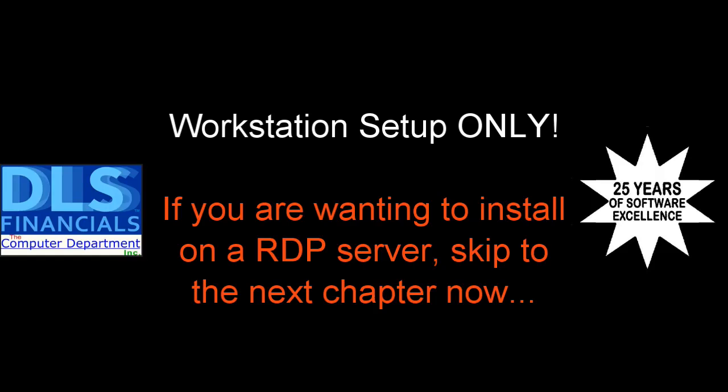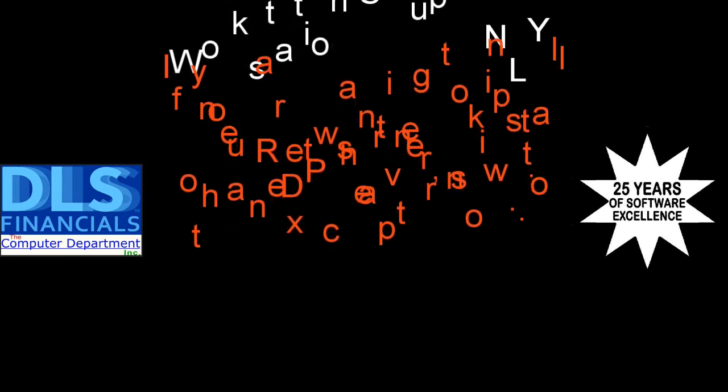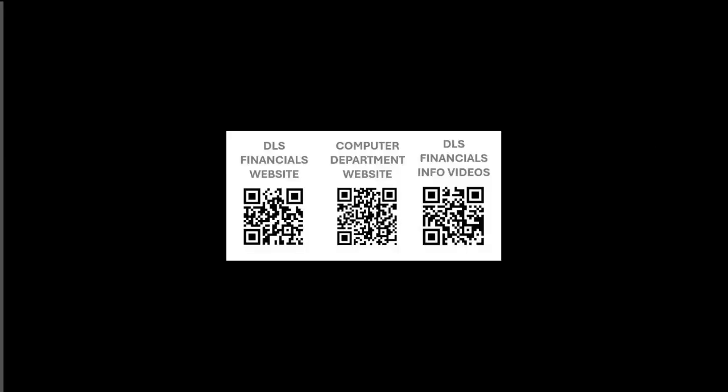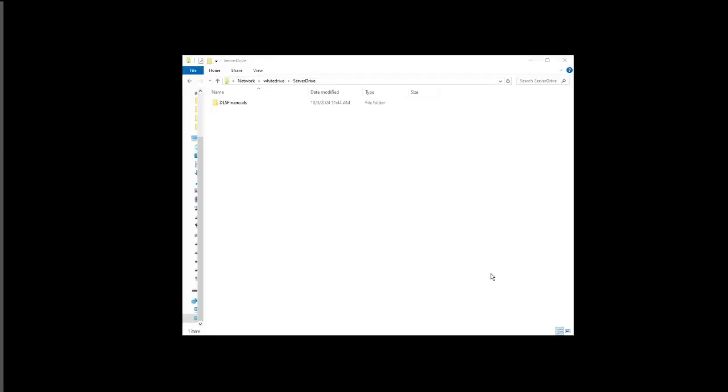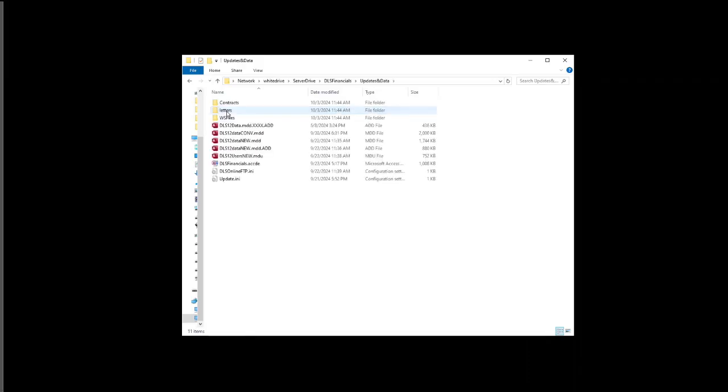This next chapter is on how to install DLSFinancials onto a workstation connected to the server that you just set up. If you are going to use DLSFinancials on a remote desktop program or RDP server, skip to the next chapter. From the workstation, go to your Windows Explorer and enter the UNC path to the DLSFinancials folder that you just installed. From there, go into the Updates and Data folder and then to the WS Files folder.